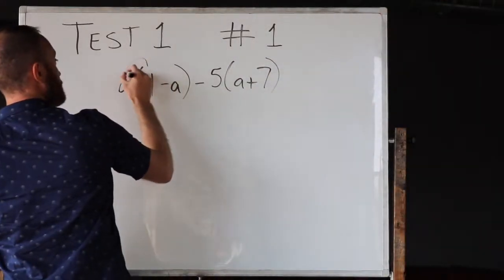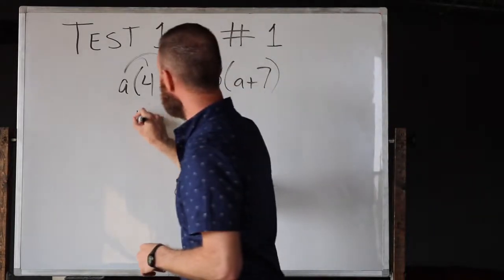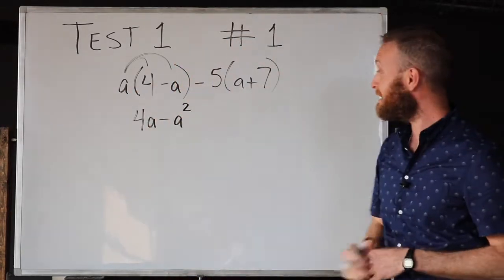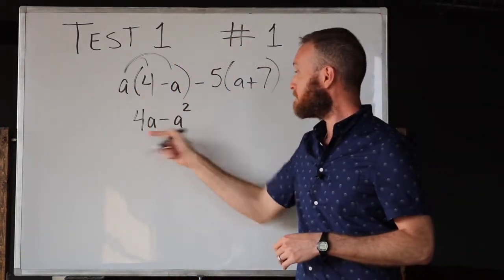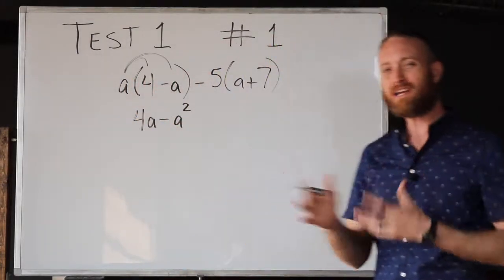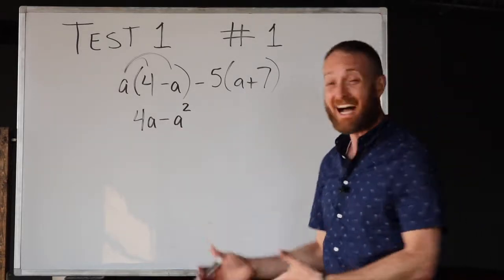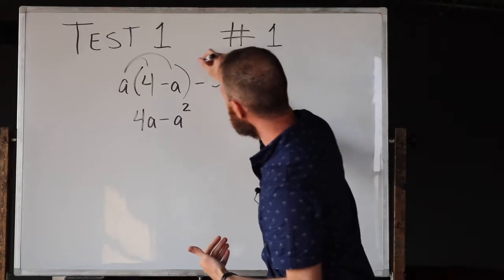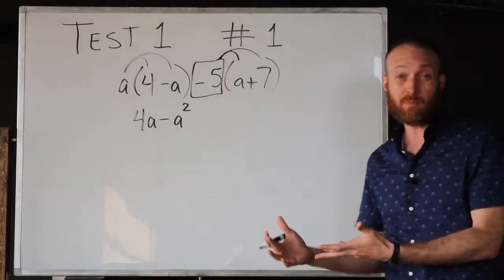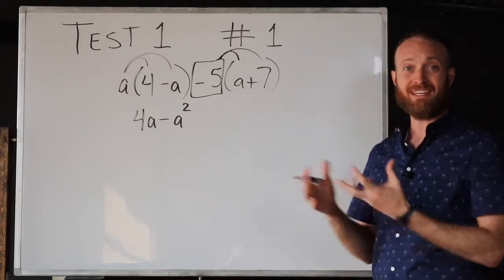So we're going to distribute a through the first parentheses, and you have a times a is a squared, a times 4 is 4a. So we've got this part distributed here, and there's two ways of thinking about this part of the problem, and I'm just going to look at one of them. All right, I'm going to distribute the negative 5 through the parentheses. Now some people would tell you that you just take the 5 and then you subtract everything, but we're going to distribute the negative 5 through.